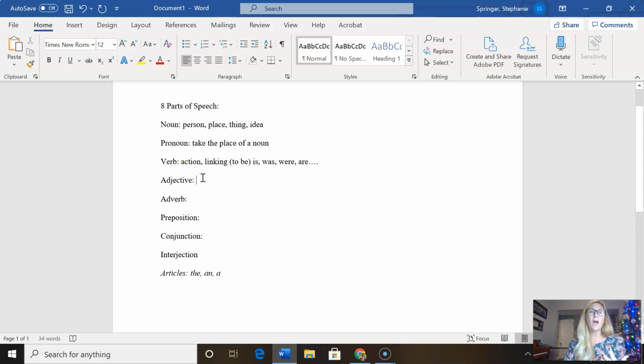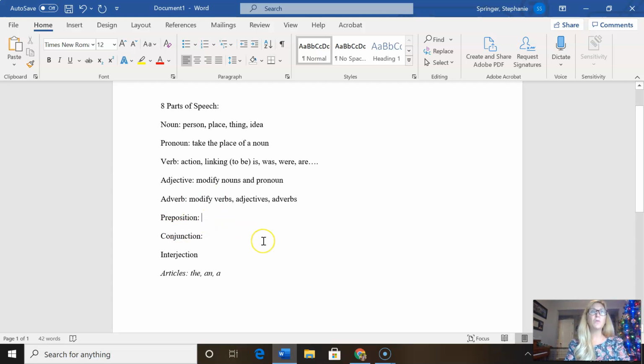Adjectives. Adjectives describe, so they're called modifiers. They modify nouns and pronouns. Adverbs also modify. So the question is, what do they modify? They're going to modify verbs, adjectives, and other adverbs.